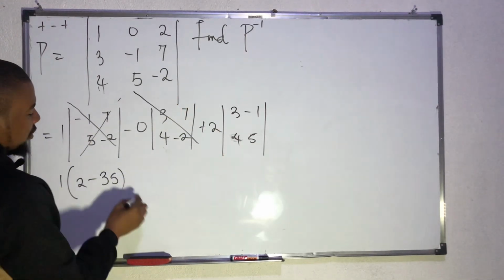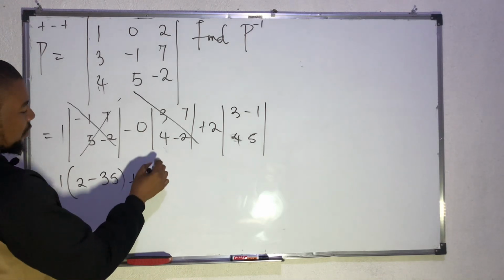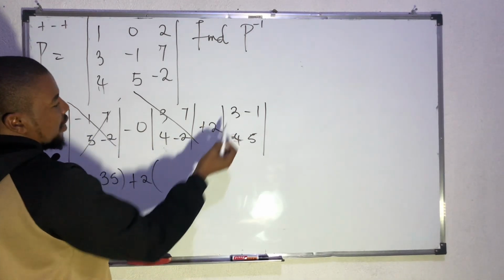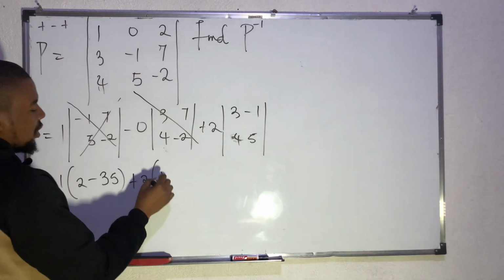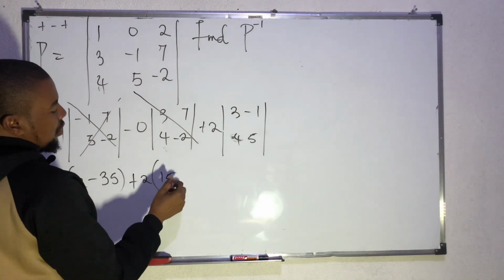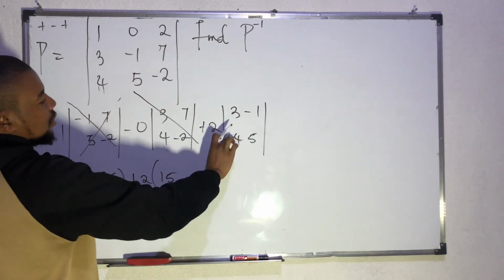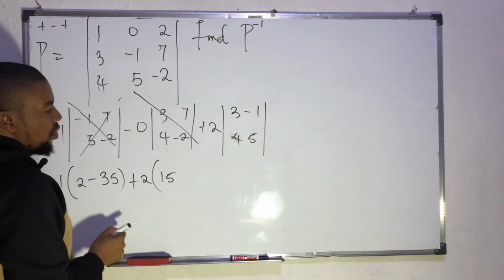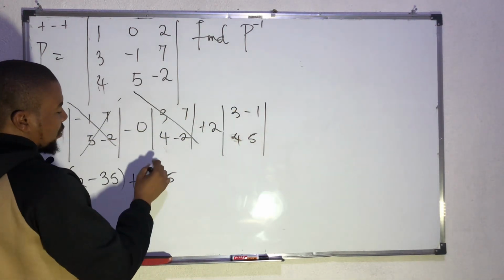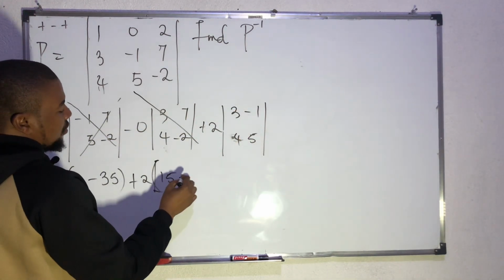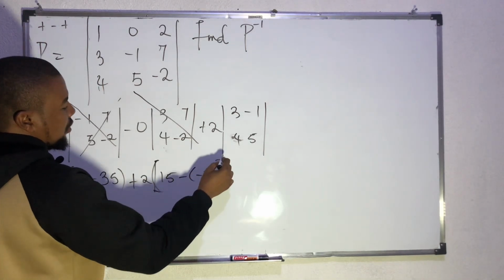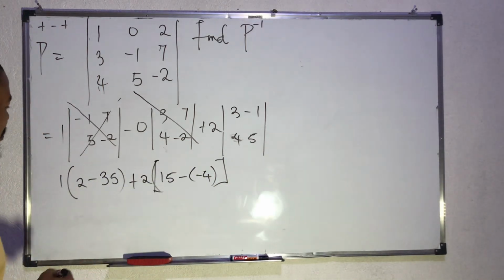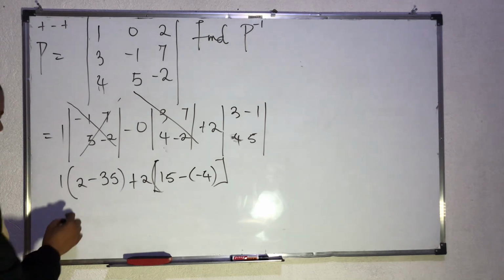So let's work on this. We have a plus 2 here. 5 multiplied by 3, this is the major diagonal, gives us a 15. Therefore, 4 multiplied by negative 1 is a negative 4. We have 15 minus a negative 4. Let's simplify to check what we're going to obtain.